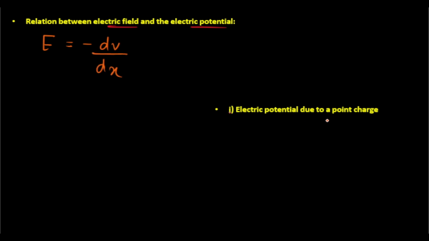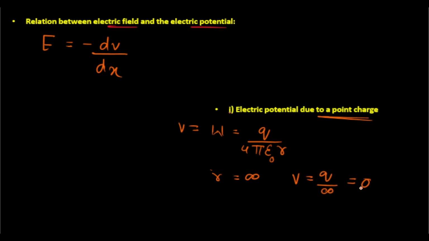Electric potential due to a point charge: V = q/(4πε₀r). A positively charged particle produces positive electric potential and a negatively charged particle produces negative electric potential. For r equal to infinity, we get V = q/infinity, which is equivalent to 0.